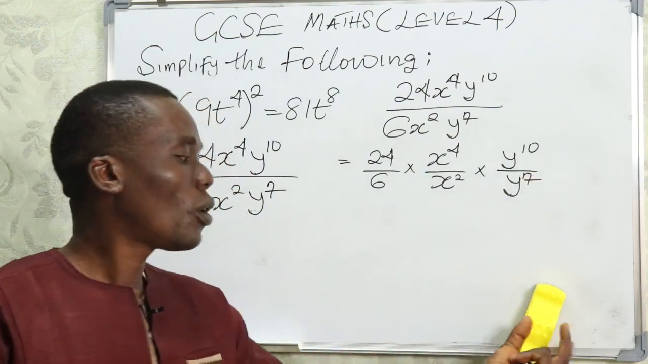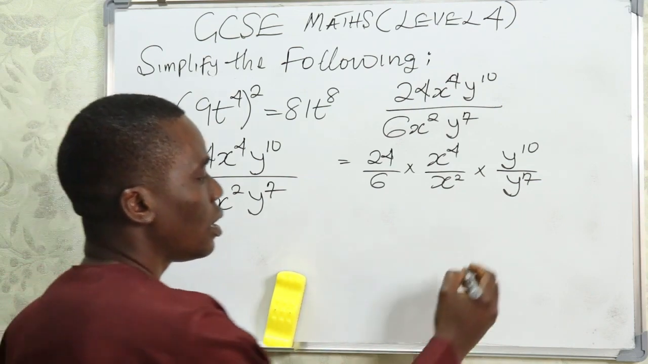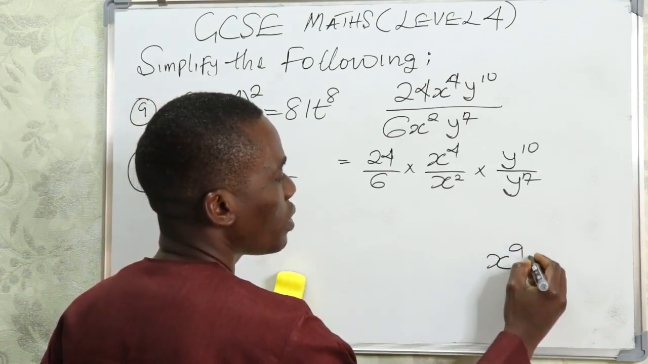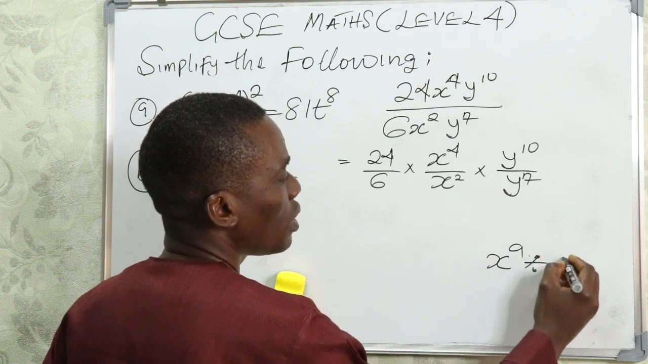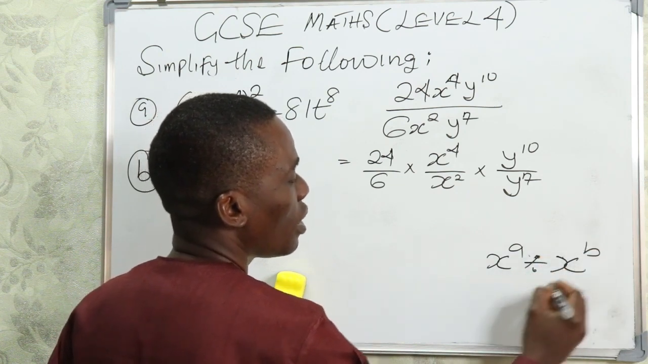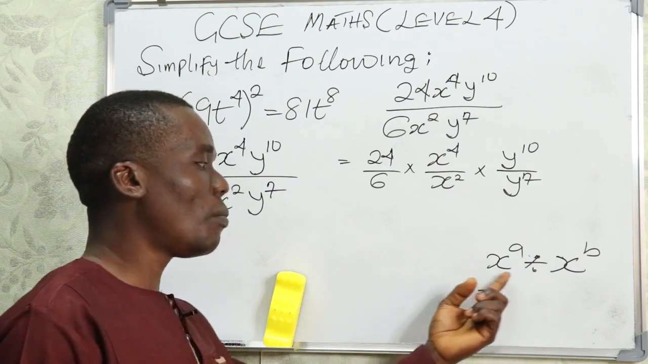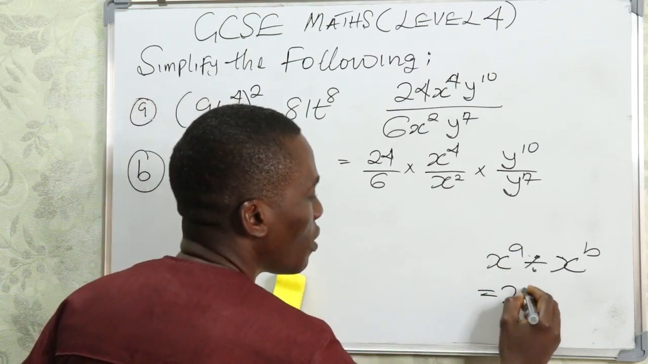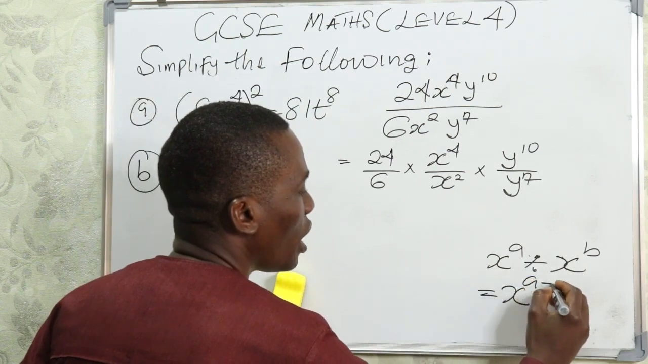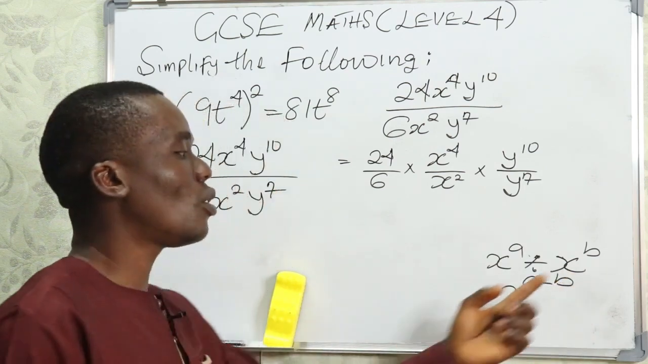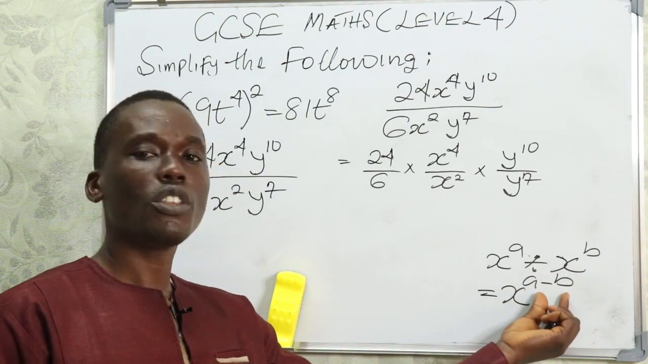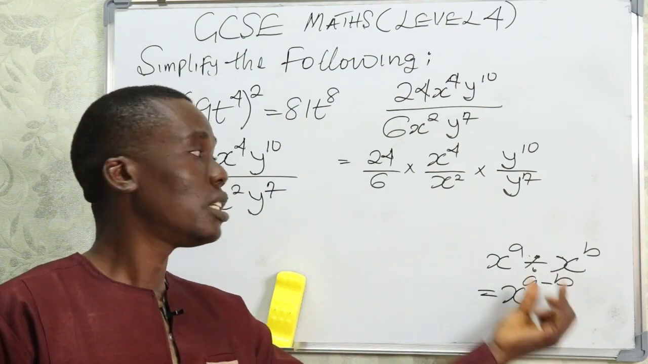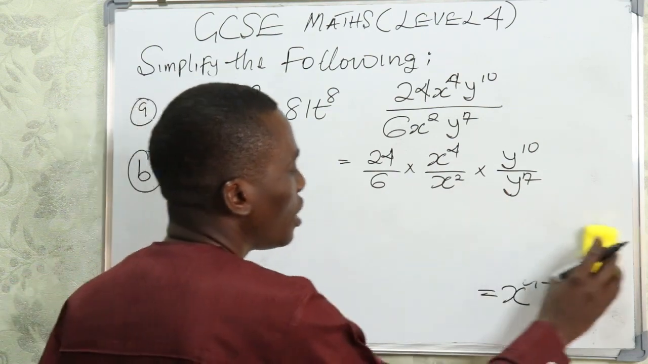Now recall, in indices, if we have x raised to power a divided by x raised to power b, because we have a common base and the powers are different, we'll have a common base and the power will be the first power subtracted by the second power, which is a minus b. Now we are going to apply this logic in indices to solving this.